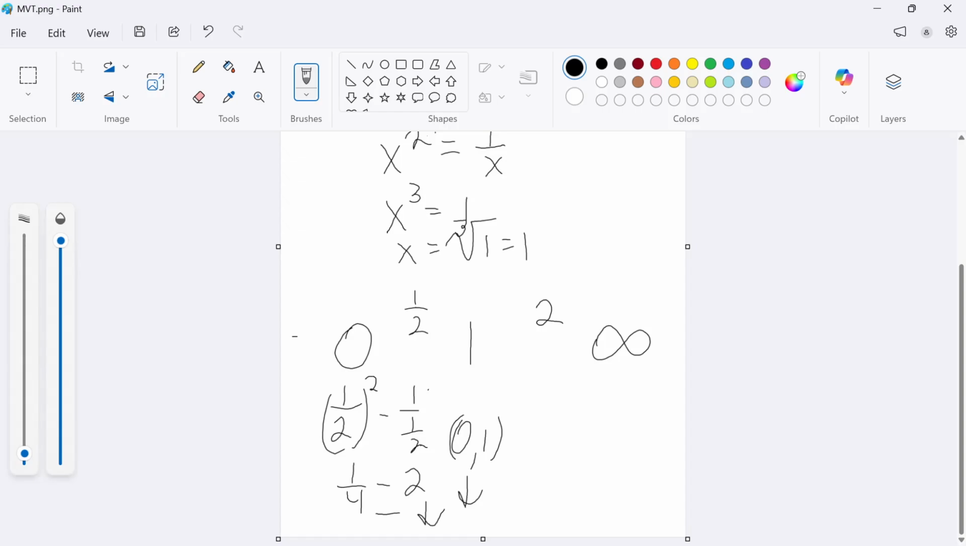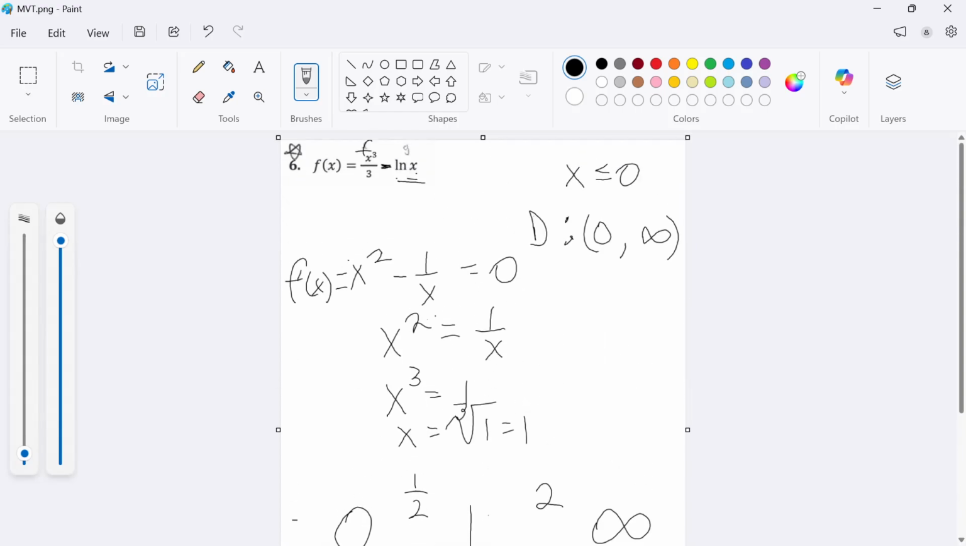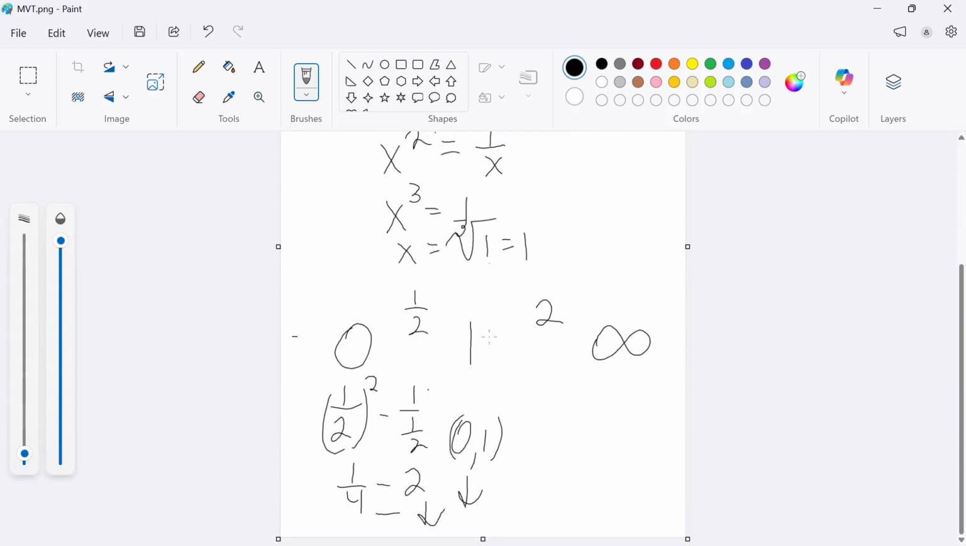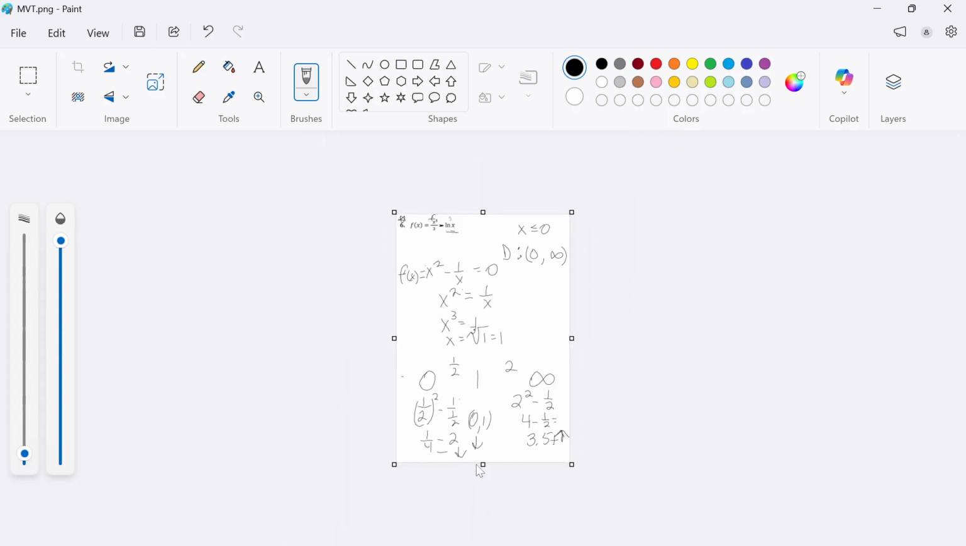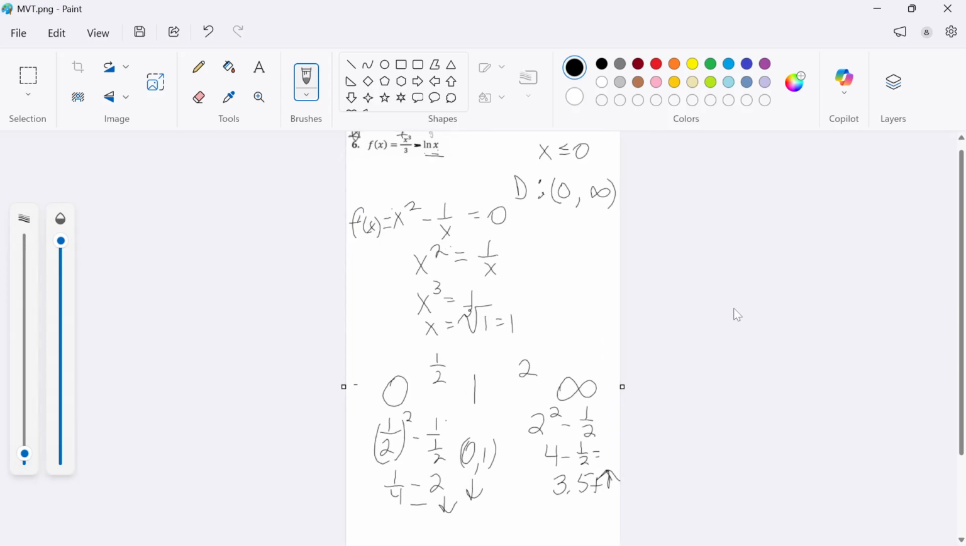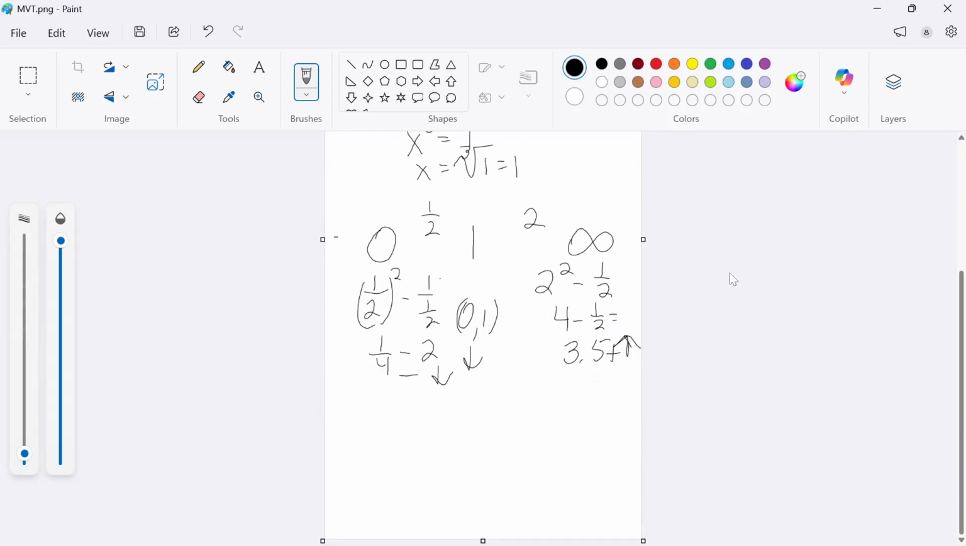And then from 1 to infinity, I will use the point 2: 2 squared minus 1/2. That's 4 minus 1/2 equals 3.5. That's positive, so it's increasing. And therefore, from 1 to infinity, this function is increasing.